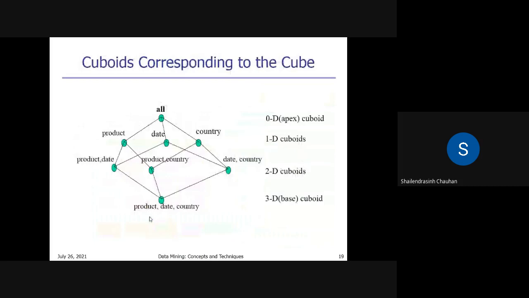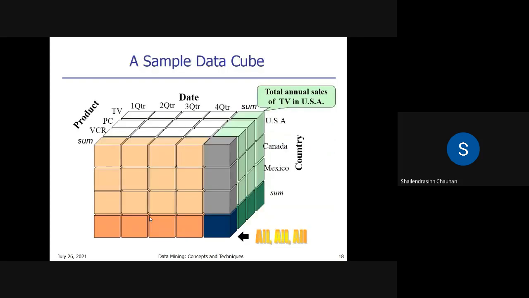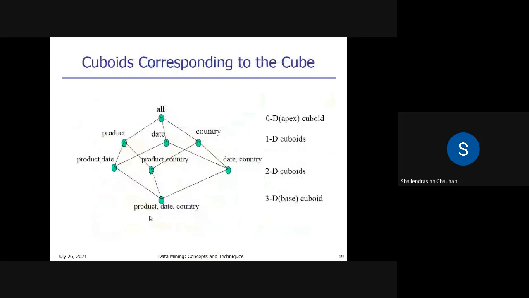Now this is the same thing that we have discussed earlier, but earlier we had discussed it with respect to 4 dimensions. This is with respect to 3 dimensions, and all these things are represented in this cube. So here you are having the 0-dimensional cuboid or apex cuboid where you're going to store all the data. Then you're going to prepare 1D cuboids, then 2D cuboids and 3D cuboids. And here you are having product, date, country, and this is your base cuboid here.